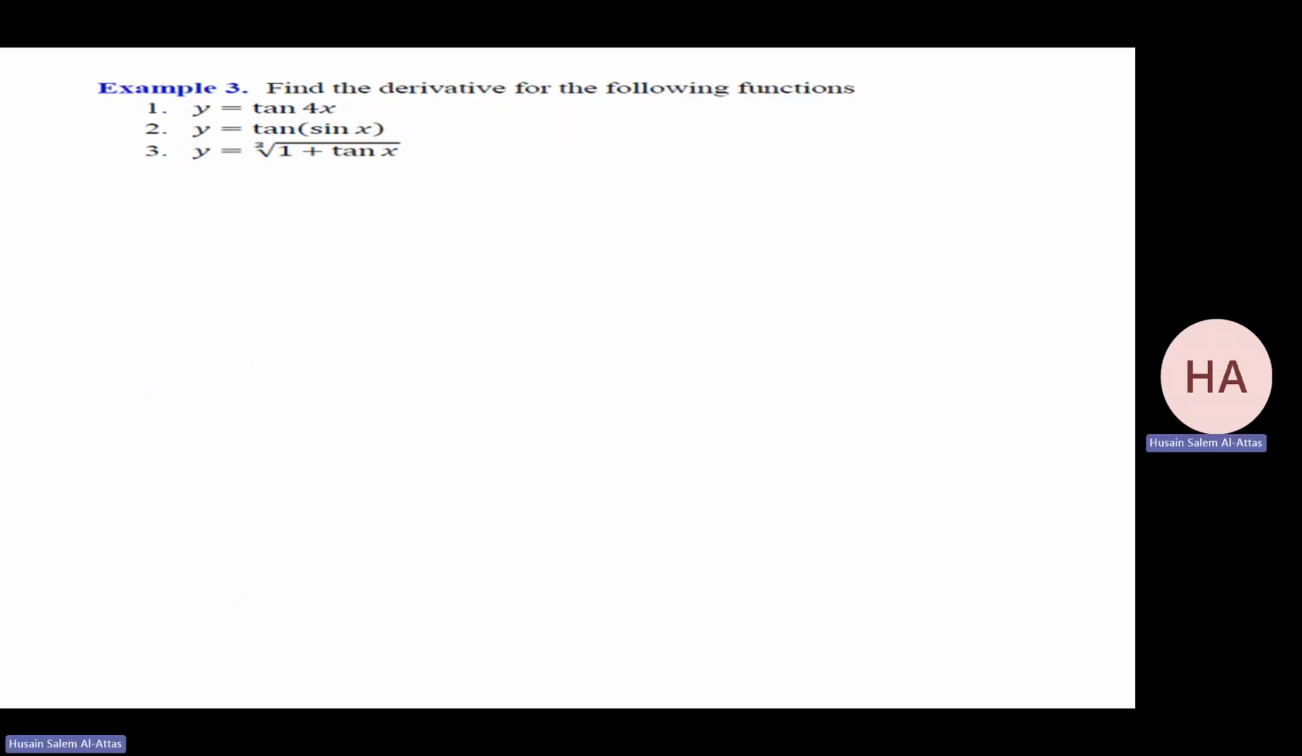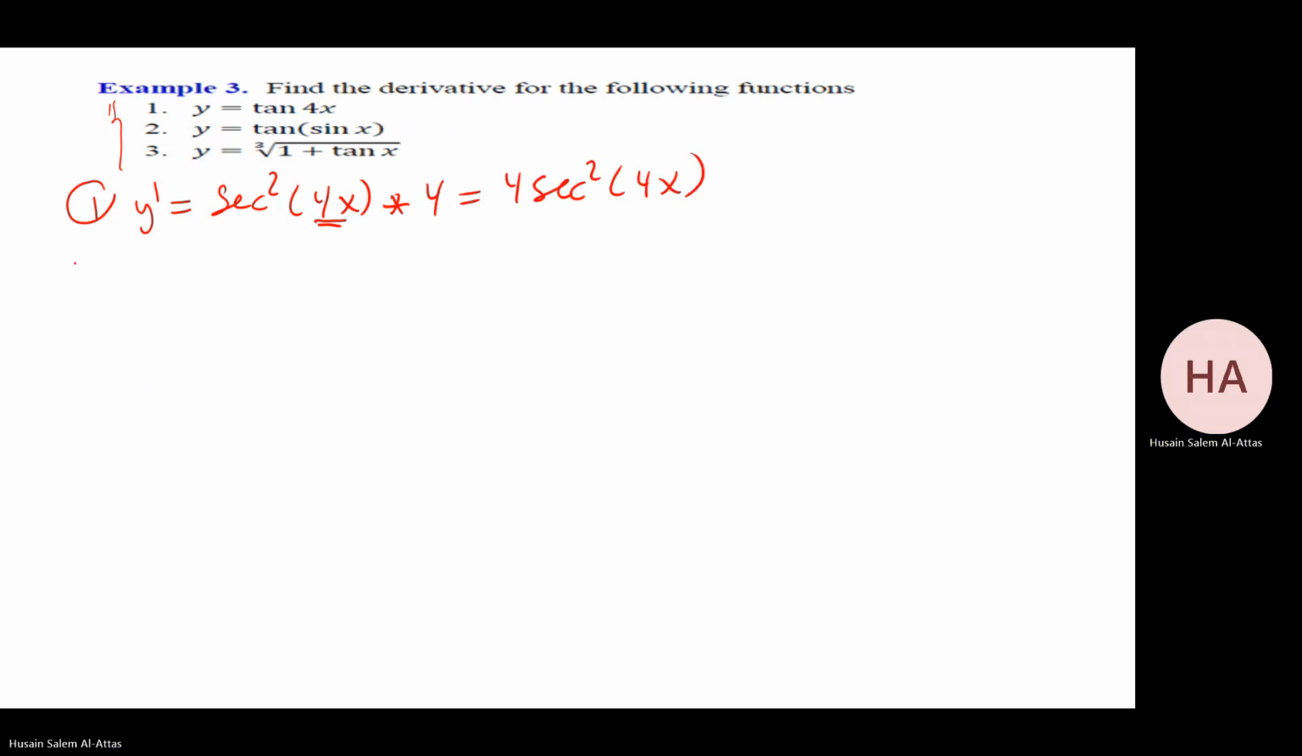Find the derivative of the following functions. Now we have these trig functions. Do the same thing. Number 1, chain rule. What's the derivative of tan? It is secant squared 4x times the derivative of this, which is 4. So it will be 4 secant squared 4x.